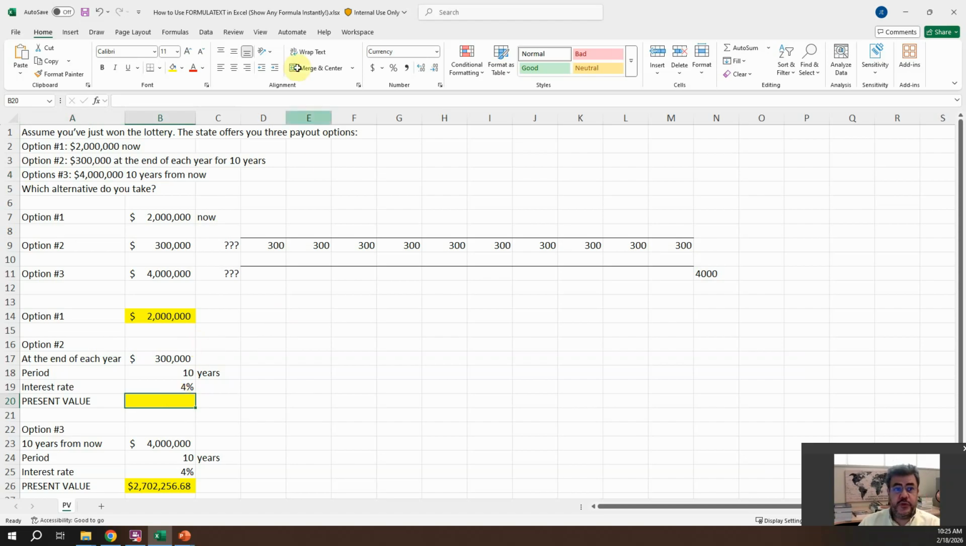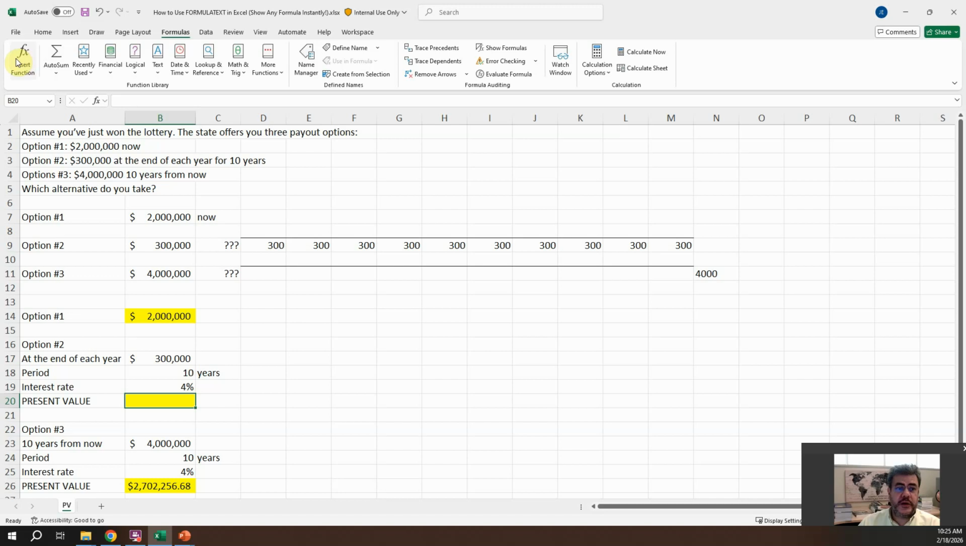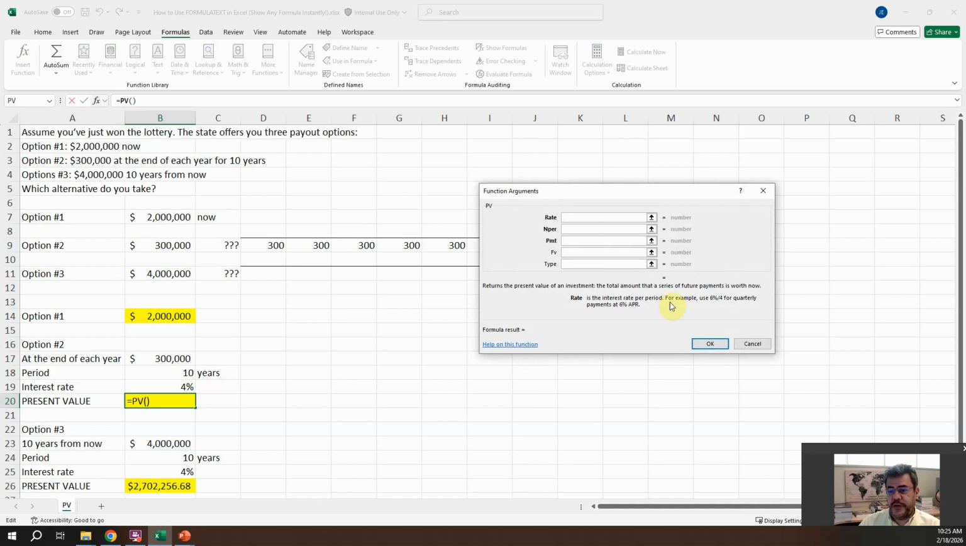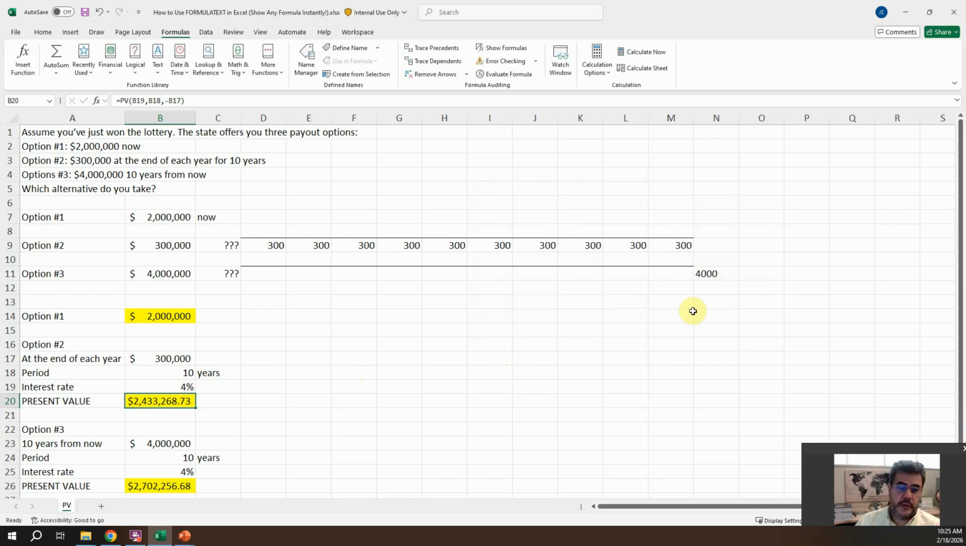So how do we do it? Go to Formulas, Insert Function, and Present Value. So present value, rate, 4%, number of periods, 10 years, PMT negative 300, no future value, nothing, 2.4. Good, however, we have a problem here.